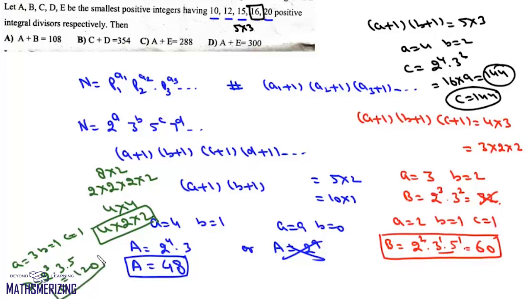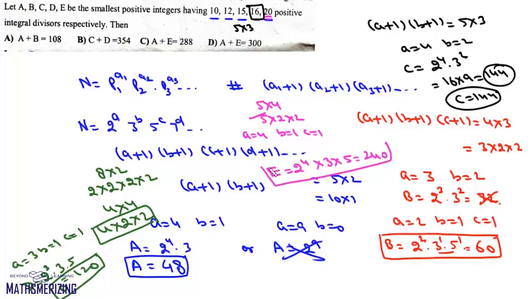So minimum value of D is 120, and for this E, which is 20, we can write this as either 5 into 4 or 5 into 2 into 2. It will be minimum in this case when the value of A is 4, B is 1 and C is 1. So value of E will be 2 to the power 4 into 3 into 5, which is 240. So value of E must be 240. So these are 5 minimum values.